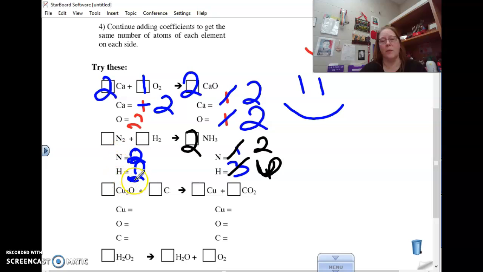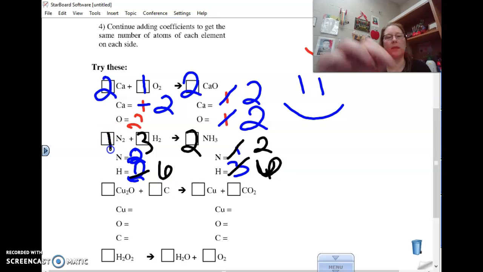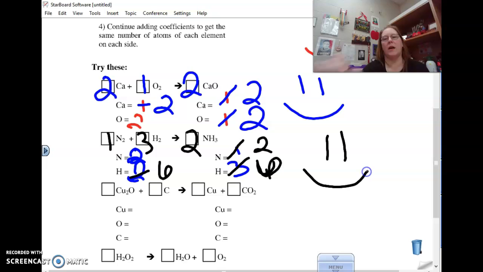So what can I multiply by 2 to get 6? If you said 3, you're correct. Then go ahead and put a 1 in that box, and that way you don't have any empty boxes. Okay, so now it's a happy reaction.